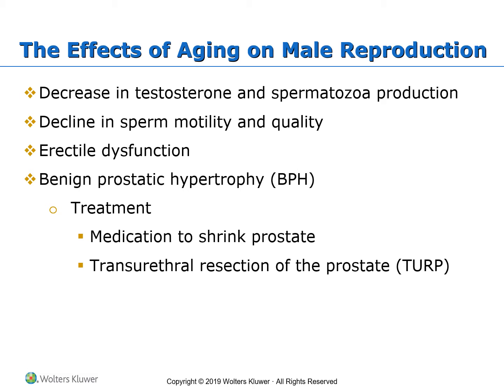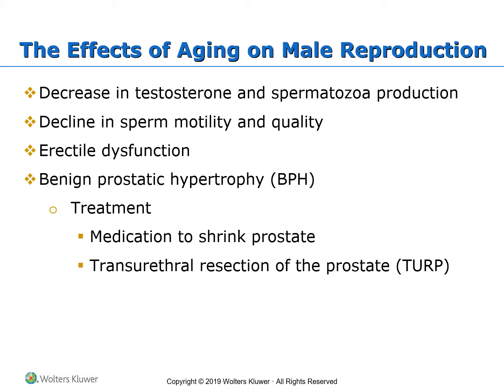There are some effects of aging on male reproduction as well. There is a gradual decrease in the production of testosterone, as well as spermatozoa, that starts usually around age 40 and continues throughout life. Along with that, sperm motility and quality will decline somewhere in midlife. However, many men will stay fertile until their 90s.